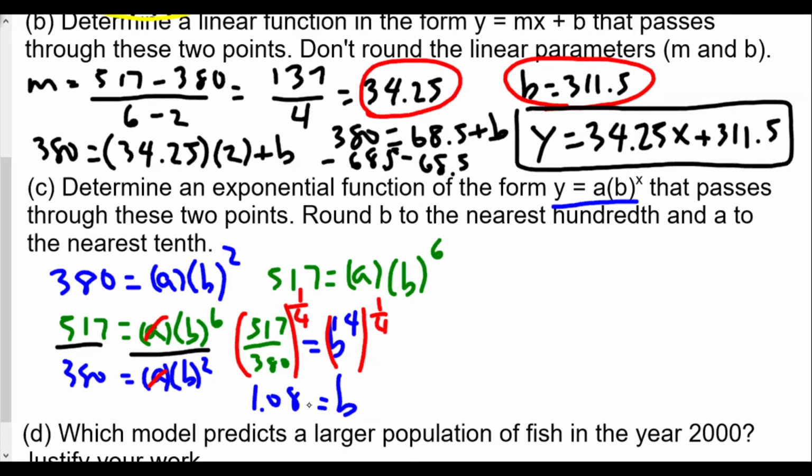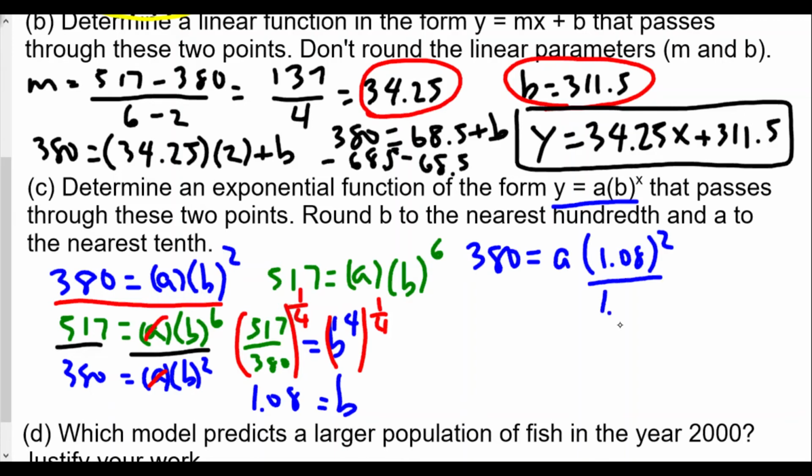Now to solve for a. We're going to plug in, and again I always go for the smaller equation, so we'll plug into here. 380 is equal to a times 1.08 squared. We're going to take this number and divide both sides by this 1.08 squared, and so we get a by itself. So this divides out. Now let's go back to our calculator.